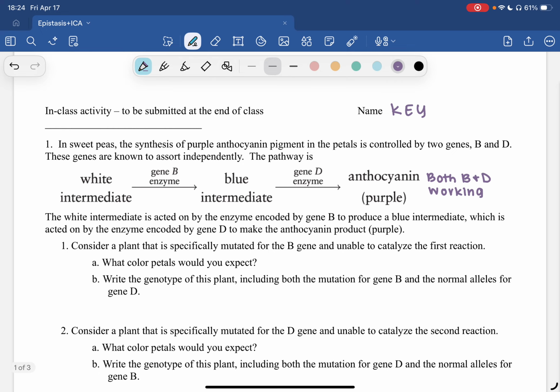If gene B enzyme is not working, you need to jump back to the previous color because the enzyme cannot keep going. You cannot keep going in the pathway. You have to jump back to the previous color, and that is what you would get. So if gene B is not working, you would get a white intermediate.